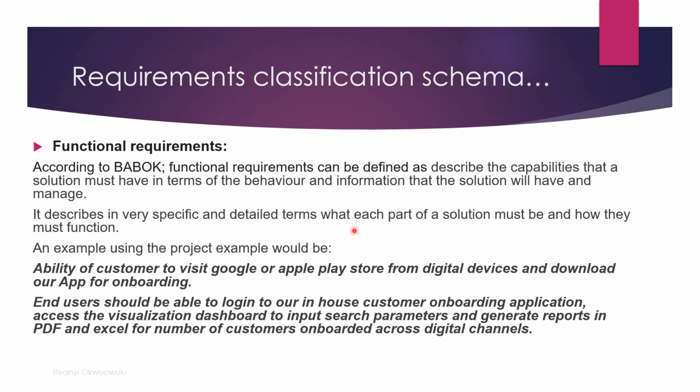Functional requirements describe the capability that a solution must possess. We've talked about that. So it speaks to a specific feature. An example here, using what we've said before, is the ability of a customer to visit the Google or Apple Store from digital devices and download our app for onboarding. So to solve the need of digital onboarding, like the stakeholder mentioned, we want to create an app, put it in the Apple Store or Play Store, so that customers can download it and onboard themselves. So that has solved that first problem. The second problem they mentioned is the ability to see a record of onboarding on a daily or weekly basis.